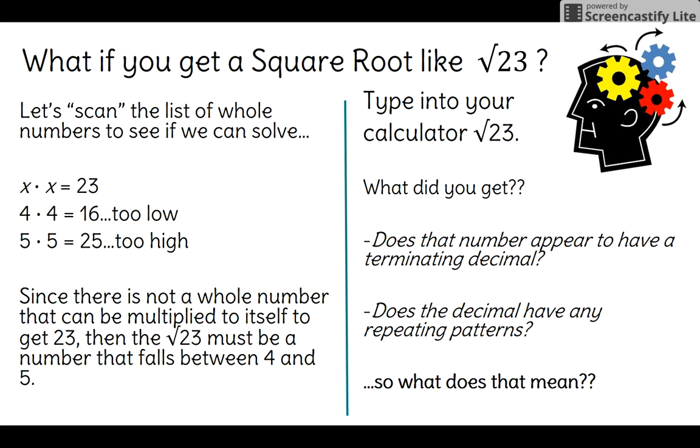Let's start at 4 times 4. Well, 4 times 4 is 16, and that's less than 23. What about 5 times 5? Well, 5 times 5 is 25, and so that's higher than 23. So since there's not a whole number that can be multiplied by itself to get 23, the square root of 23 must be a number somewhere between 4 and 5.